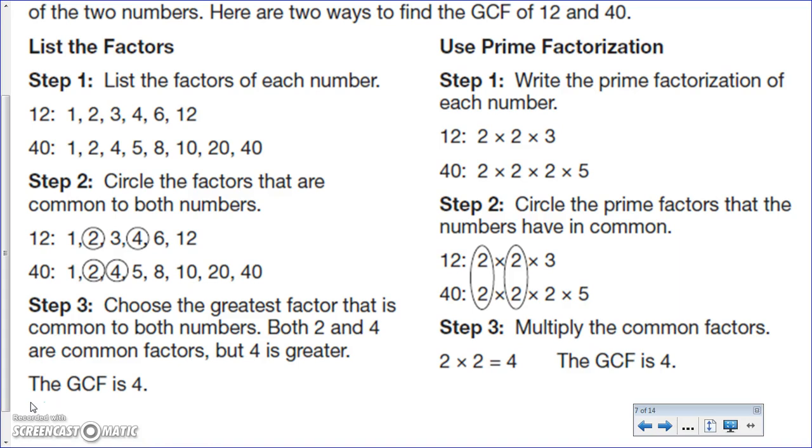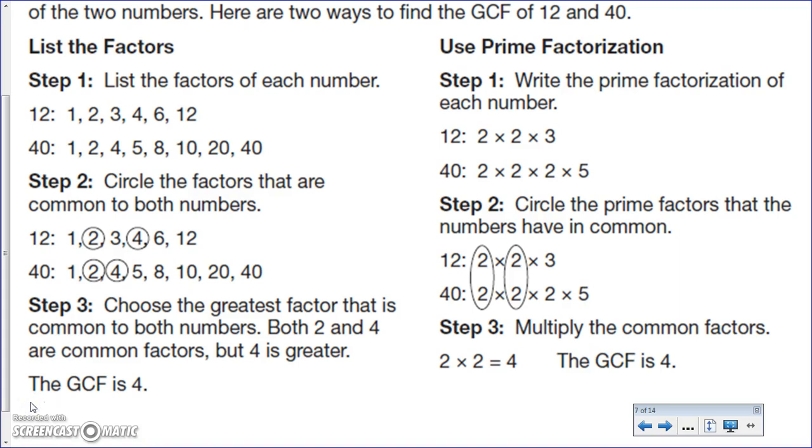Then you're going to circle the factors that are common to both numbers. So in this case, they circled 2 and 4. Step 3, choose the greatest factor that is common to both numbers. Both 2 and 4 are common factors, but 4 is greater. So the greatest common factor is 4.